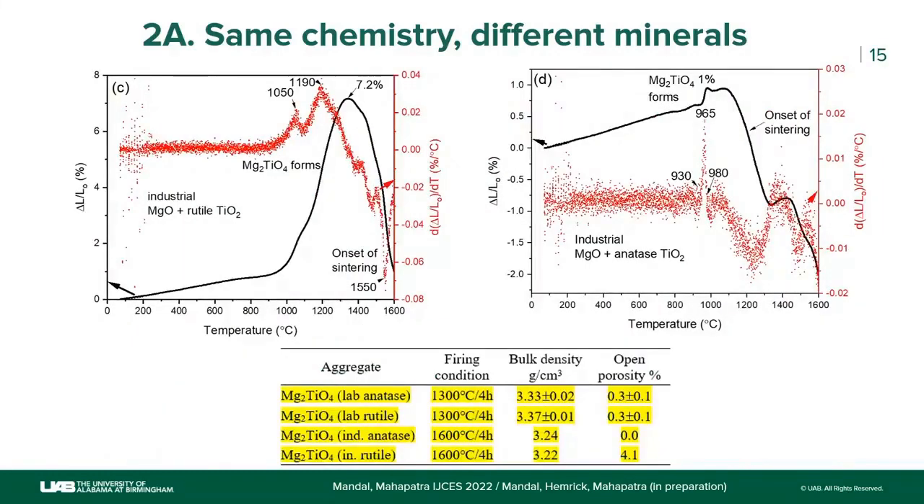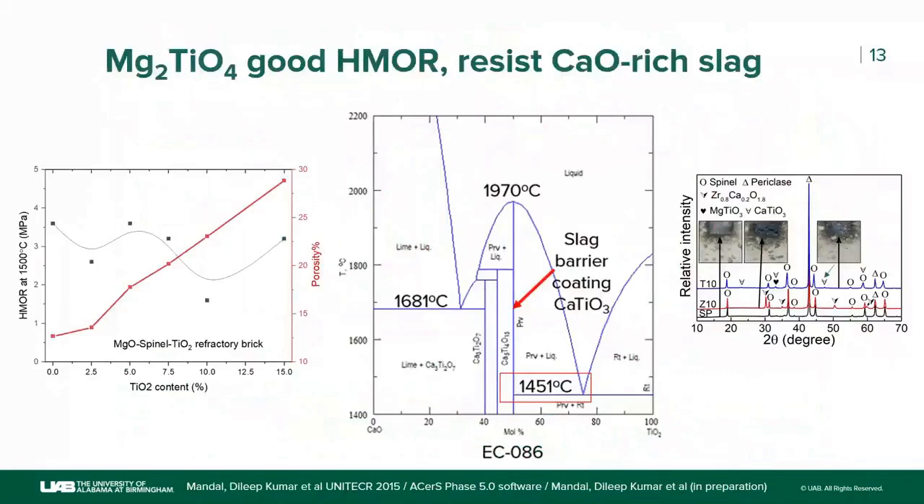You see 7.2% expansion for the rutile-based magnesium titanate and only 1% expansion for the anatase-based Mg2TiO4. So this difference is huge, 7% versus 1%. So if you can reduce the expansion from 7% to 1%, naturally you can control this porosity formation.